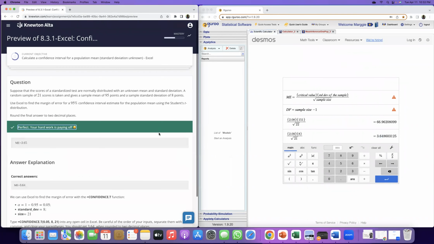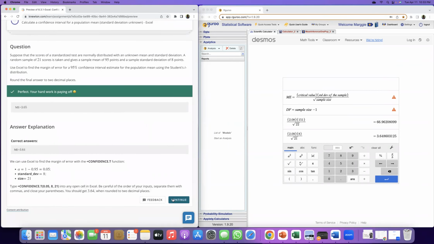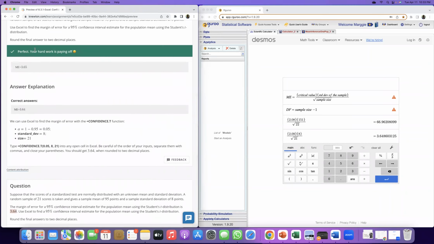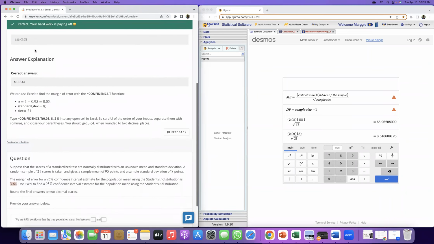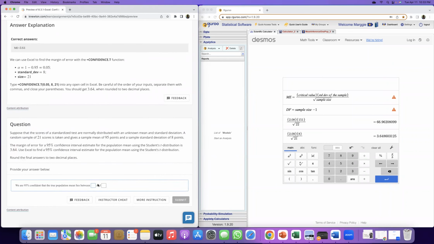3.65. And there we go. Right. Next. Same problem. Now that we found that the margin of error was 3.6465, just from rounding, we need to find the confidence interval.